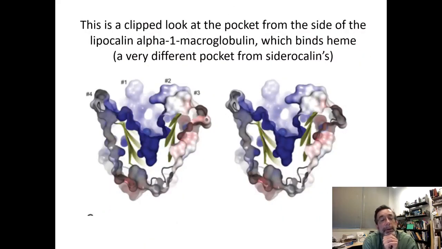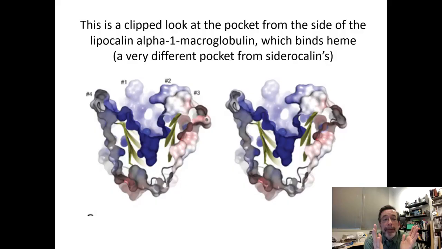So here's another view of siderocalin where they clip it from the side. If you can do this, it's a nice way to look at the cup, and you can clip through it, and you can say there's this deep cup, we're cutting through one of the pockets. You can see that it's blue charged because you're cutting through the electrostatic surface. This is one that binds heme, and so it's a much narrower pocket than siderocalin's. And so when we look at siderocalin, we see a wider pocket.